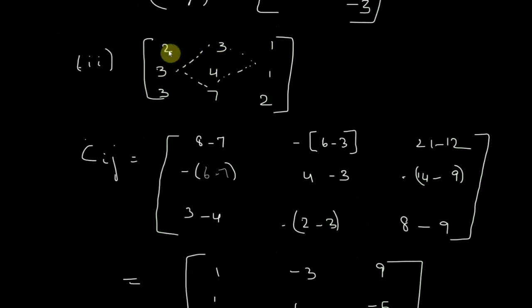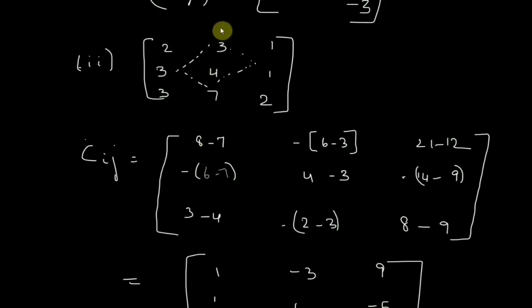See, the position of 2 is A11. 11 means the first row and first column. Cut it. So you will get 4 into 2, 8 minus 7. That is equal to 1.